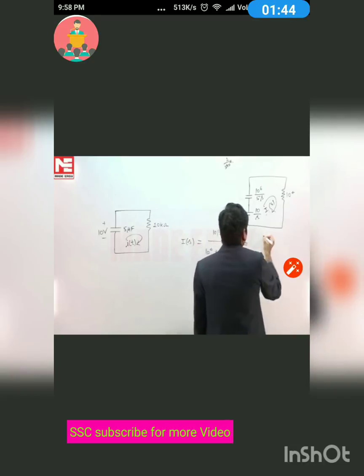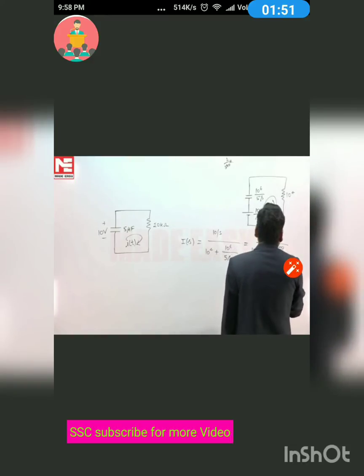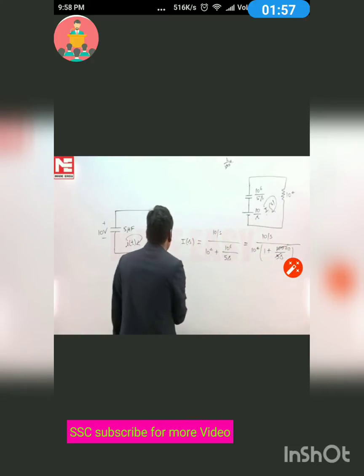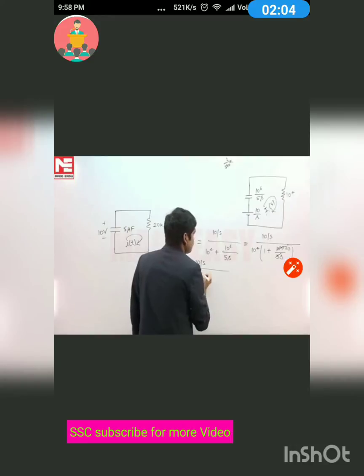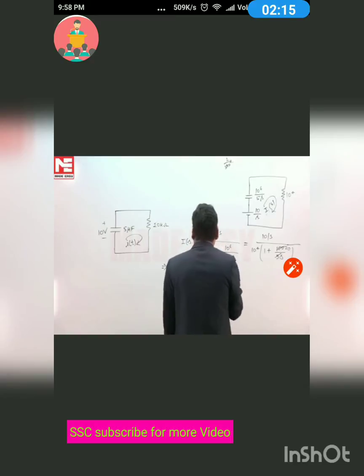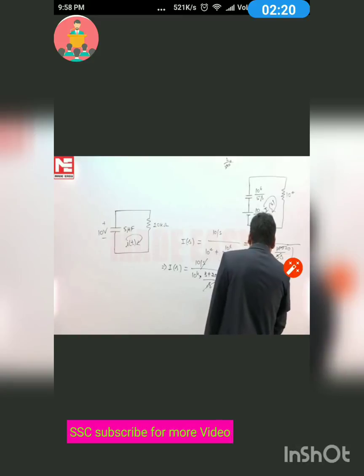If we take 10 to the power 4 common, then 10 by s, 10 to the power 4 is common, then 1 plus 100 by 5s. This is 20 by s. So I(s) can be written as 10 upon s divided by 10 to the power 4 into (s plus 20) by s. The s cancels out and the 10 cancels out. So it is 10 to the power minus 3 upon s plus 20.